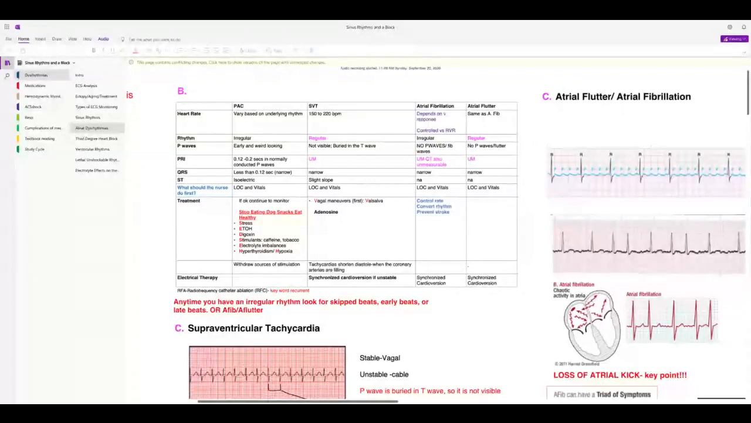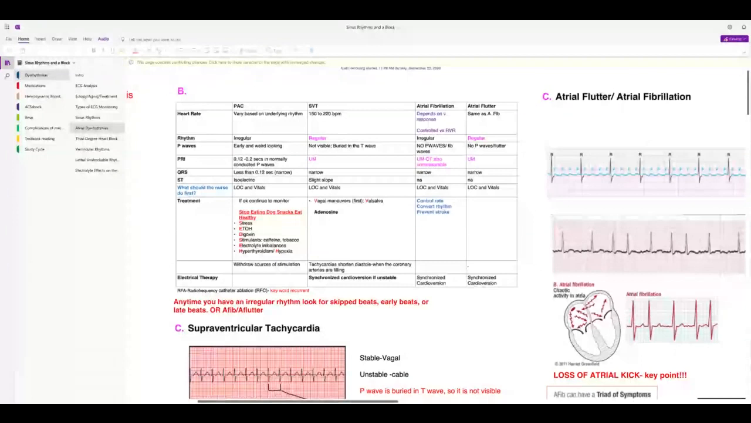So you have to withdraw the sources of stimulation with the PAC. And we don't really worry about PACs that much if the patient's pretty stable. Sometimes they may complain they're having palpitations, but they usually do fine.